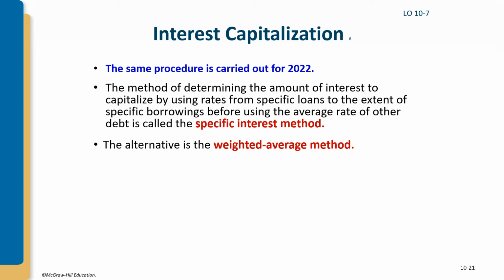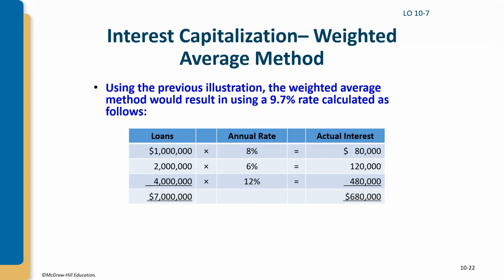Now, what happens in 2022? Well, the method of determining the amount of interest to capitalize from January 1 through June 30th, the end of the project in the second year, by using rates from specific loans to the extent of the specific borrowings before using the average rate of other debt is called specific interest method. The alternative is to use what's called a weighted average method. So we're going to see what happens here.